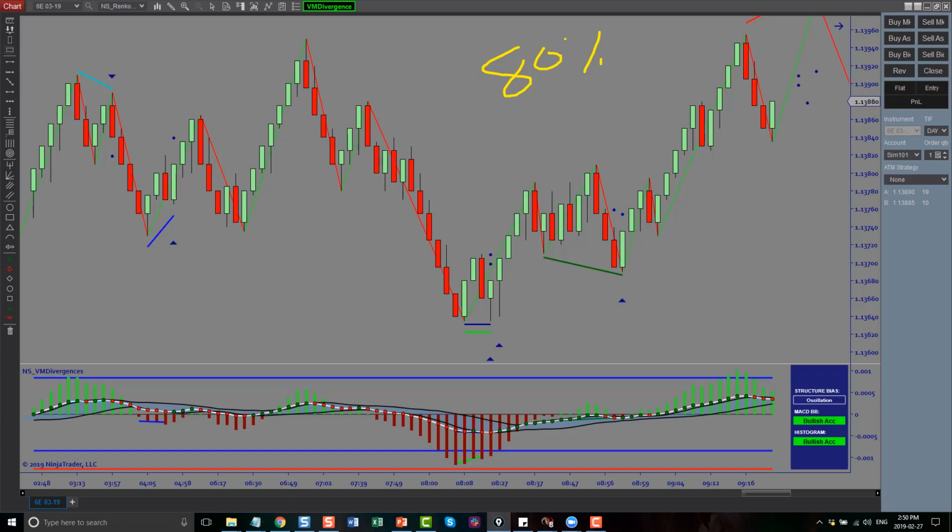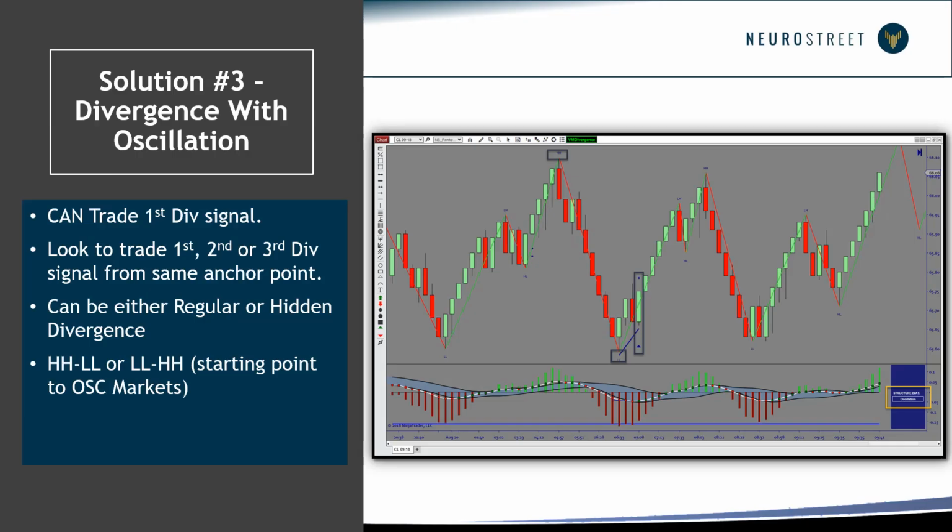Does everybody start to see why I'm explaining it like this? Let's go in here and start talking about oscillation, because I'd rather spend more time discussing good conditions for trading versus bad. Here's another list of rules. Another chance to write some really good aha nuggets down. We can always take the first trade signal in divergence.